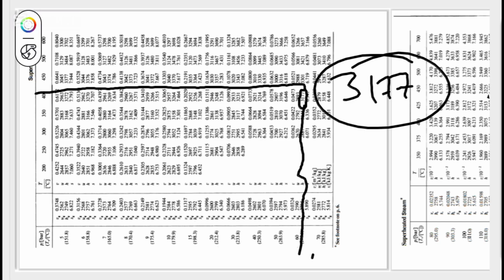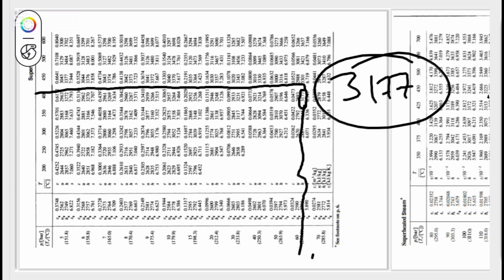Yes, this is what I cycle, 3177. It is close to what we are looking for, which is the H under our 60 bar. So therefore, the number that I'm going to pick as my H is 3177 kilojoule per kg. So you have to take note of this.